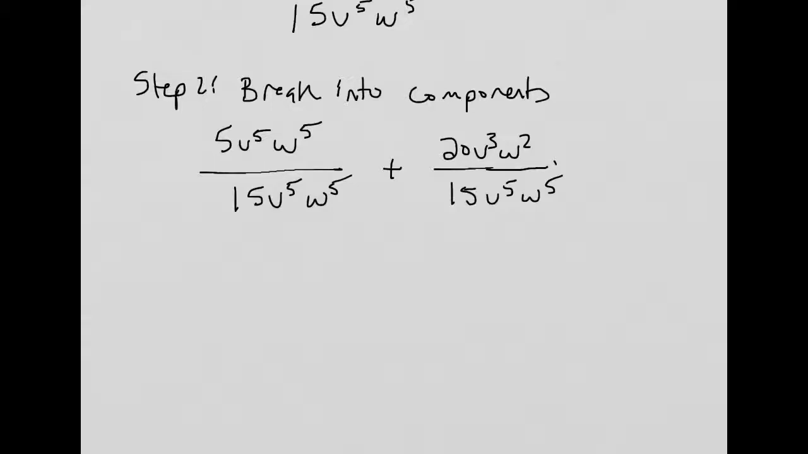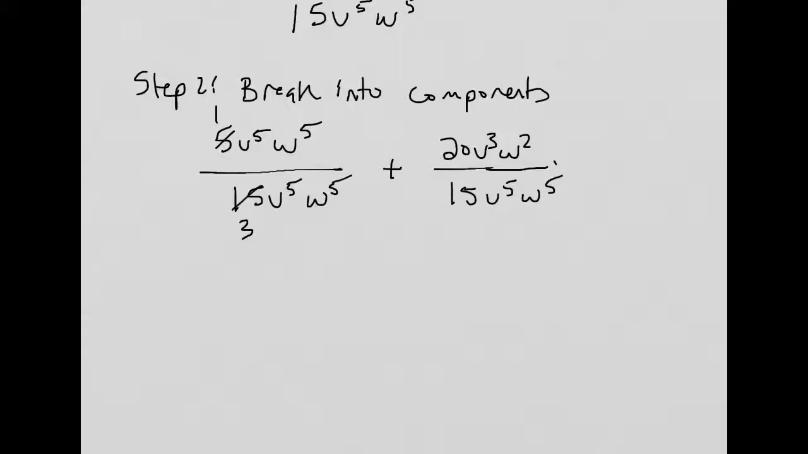So when we look at the first fraction, we've got 5v to the 5th, w to the 5th, over 15v to the 5th, w to the 5th. I'm going to look at each factor separately. When we start with the 5, I've got 5 on top, and I've got 15 on the bottom. That's a fraction that can be reduced. So I can divide top and bottom by 5, and that leaves me with a 1 on top, and 15 divided by 5 leaves me with a 3 on the bottom.